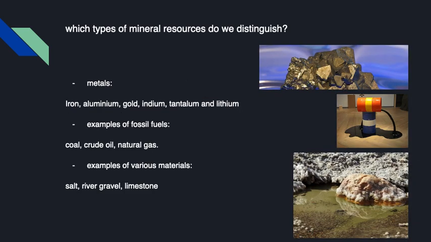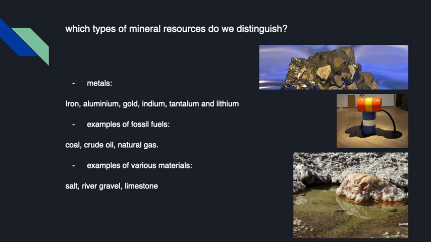For example, metals: iron, aluminium, gold, indium, tantalum, lithium, very important nowadays, and especially lithium because it is used in the battery of your phone and in the battery of electric vehicles. So that means that we have to get a lot of it out of the crust of our planet. But you may wonder, is there enough? Well, in certain locations in the world, there is enough, but not everywhere.